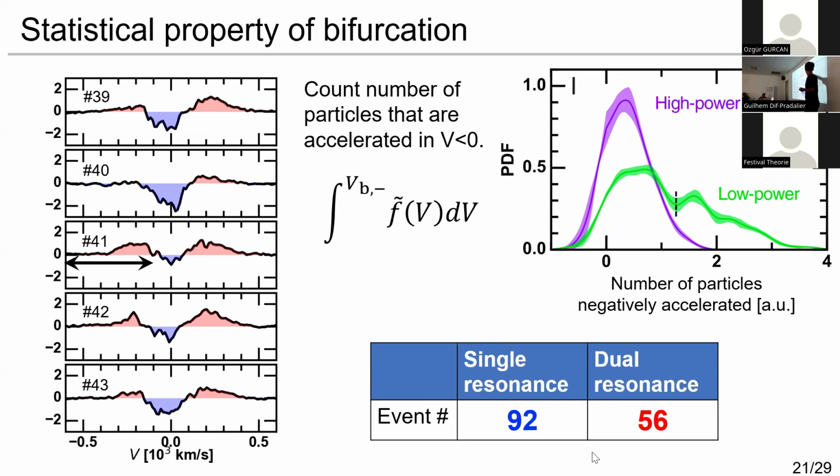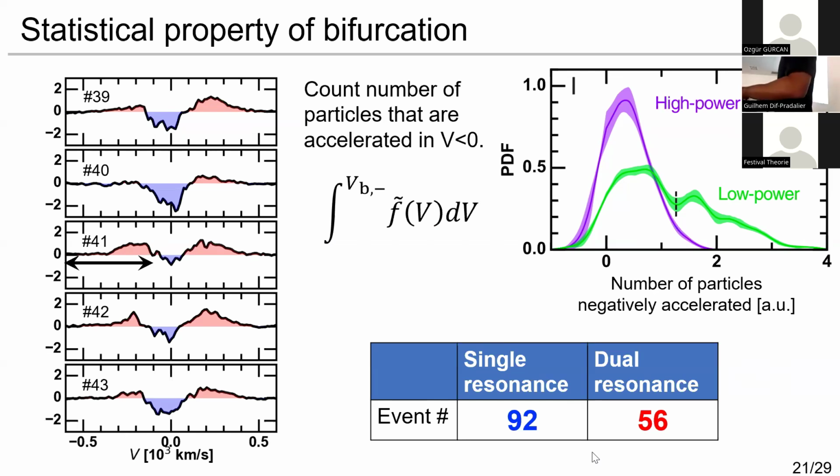So we have a single-peak PDA, with a peak close to 0, because this corresponds to the occurrence of single resonance. However, if you look at the low power case, we see an additional peak at a high value of particle number, which are negatively accelerated. This corresponds to the occurrence of the negative tail, or dual resonance.